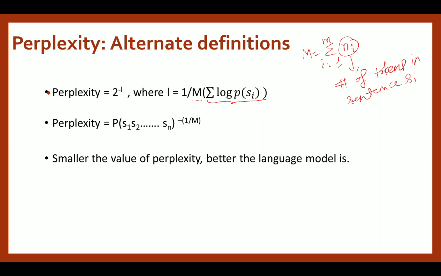So these are the different ways to define perplexity. This first one is the most common way to define perplexity, and the smaller its value, the better the language model is.